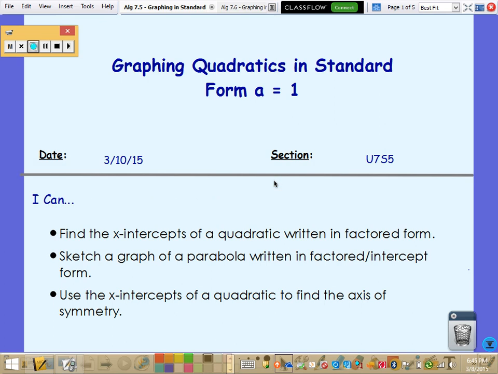All right, so yesterday and last week we talked about graphing quadratics in factored form or intercept form. Today we're going to get into graphing quadratics in standard form when a is 1.